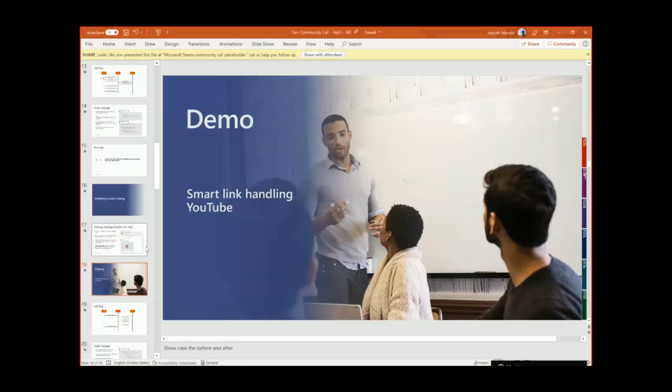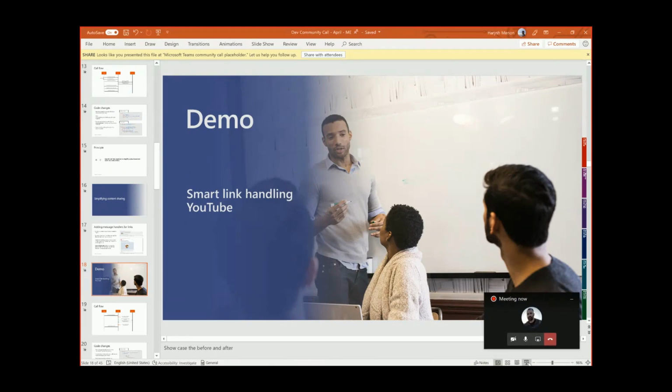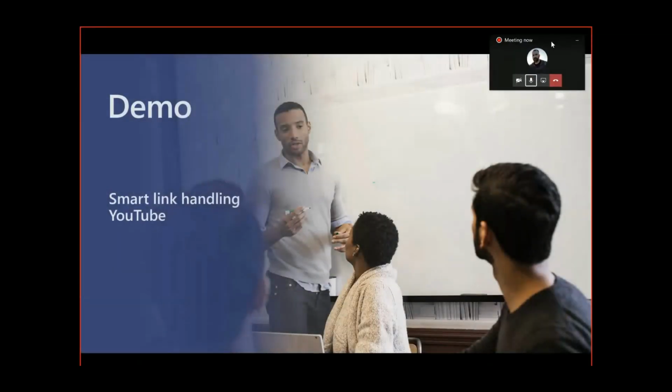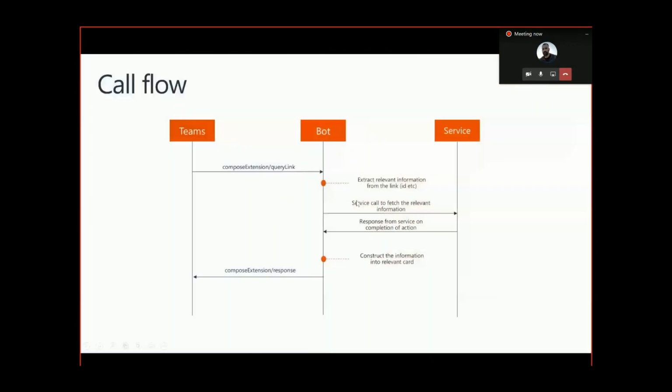Let me switch back to show you what's happening in this particular call flow. Yeah, so in terms of what's happening, there's a new event type in Compose extensions called query link, which is now being sent to the bot. In the manifest, your app would specify the domains that it's interested in in a message handlers array, which I'll come to in a sec. So whenever a user pastes a link in the Compose box, you immediately get a Compose extension query link response to your bot. You can use that link to extract the relevant information. For instance, you can extract the ID or some unique identifier from within the link for which you want to display a preview. Then make a call to your service in the backend to fetch the relevant information.